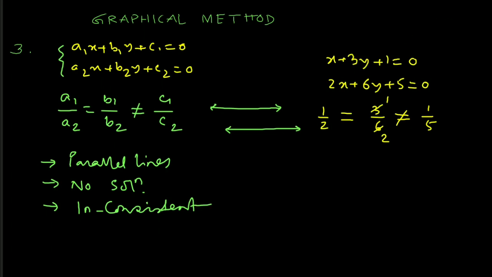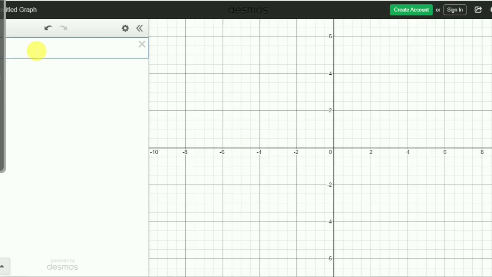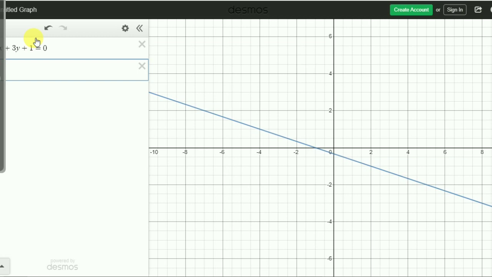Okay, so keep in mind that x + 3y + 1 = 0. Another one is 2x + 6y + 5 = 0. They will be parallel. Okay, in the graphing section, the first graph is x + 3y + 1 = 0. This is the first equation. The second equation is 2x + 6y + 5 = 0.